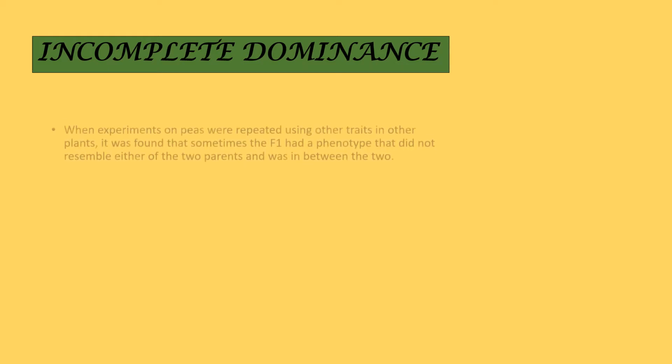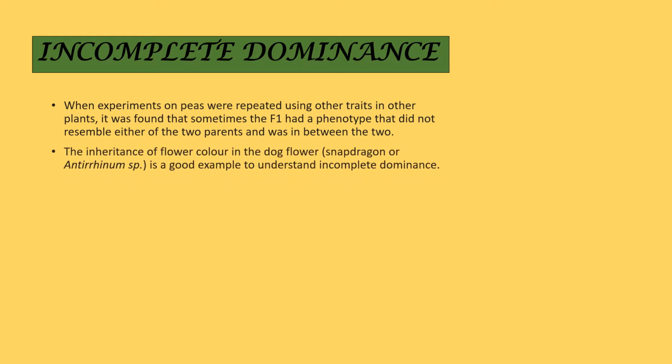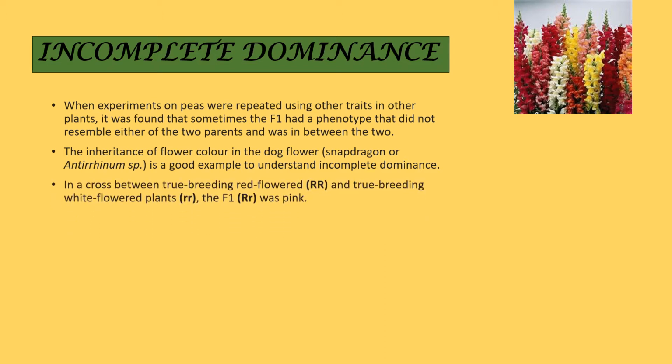When experiments on peas were repeated using other traits in other plants, it was found that sometimes the F1 had a phenotype that did not resemble either of the two parents and was in between the two. The inheritance of flower color in the dog flower or snapdragon is a good example to understand incomplete dominance. In a cross between true breeding red flowered and true breeding white flowered plants, the F1 was pink.